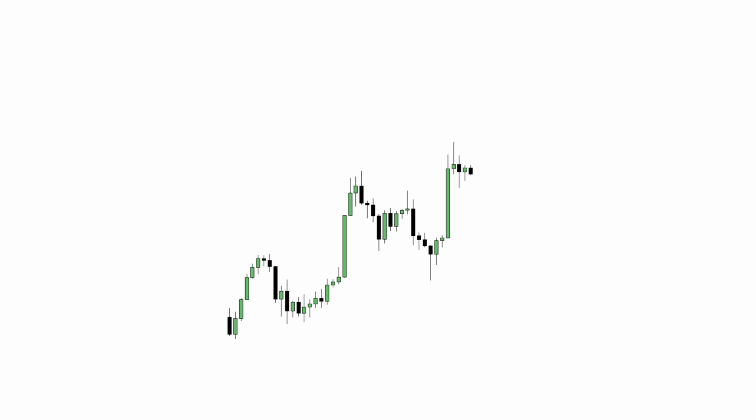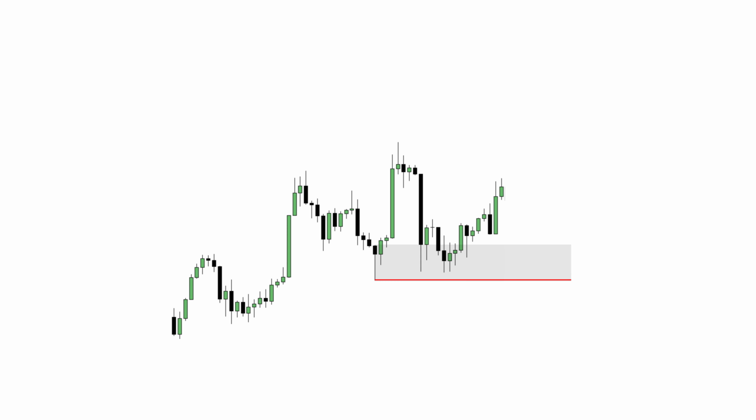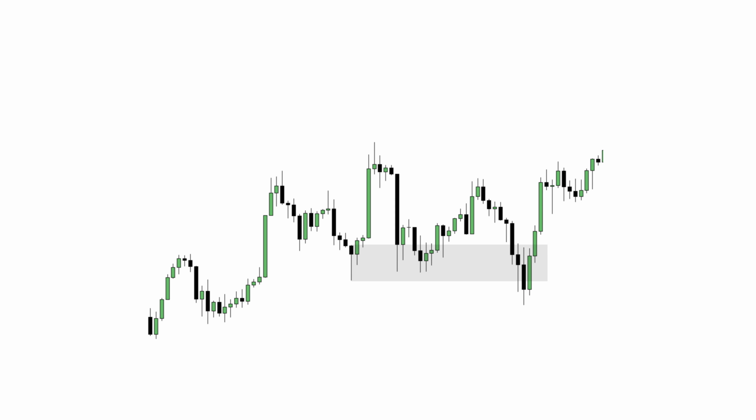If you were looking at this chart, you'd most likely be looking to buy from here, with your stop loss placed right here. Unfortunately, this is common knowledge, which means market makers are aware of it too. So when price returns to your entry, they can drive price lower, take out your stop loss, and use that liquidity to fill their buy orders.